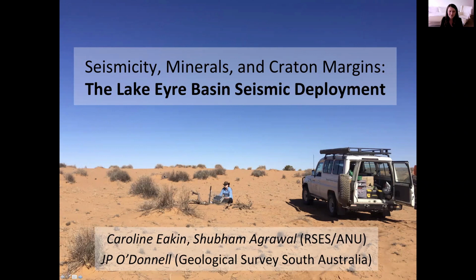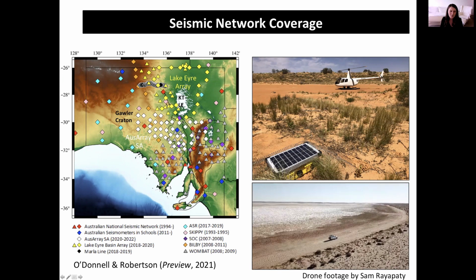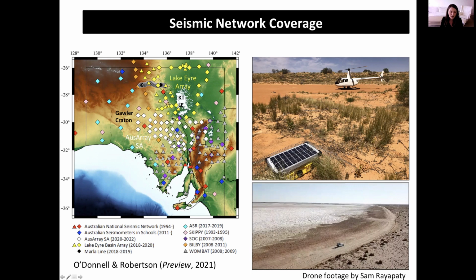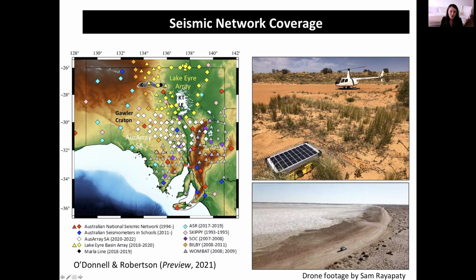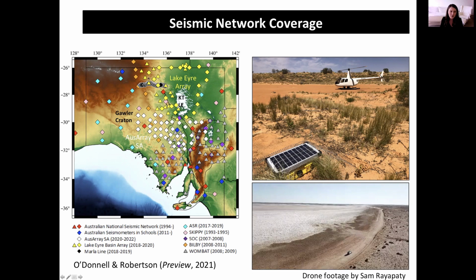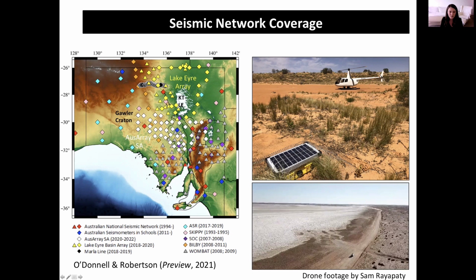SA. The Lake Eyre array is represented here by these yellow symbols encircling Katitandiu Lake Eyre in Central Australia. To the south in white, we have the AusArray SA, and together these two deployments are giving us more information about the eastern margin of the Gawler Craton. Many of these sites are located in remote areas of Australia, including across the Simpson Desert, which we were only able to access using helicopters.